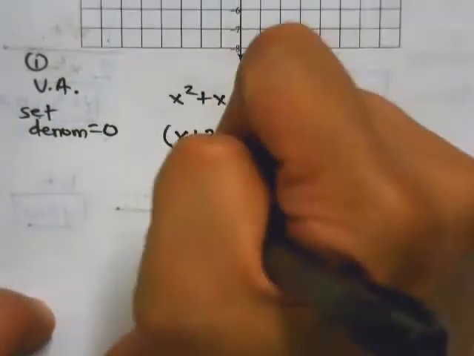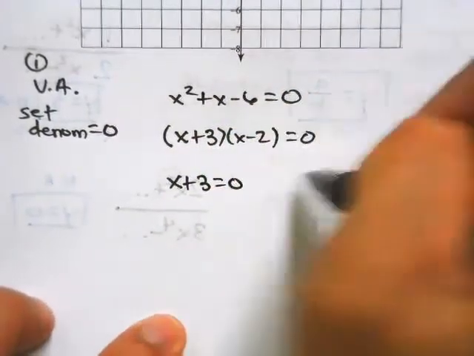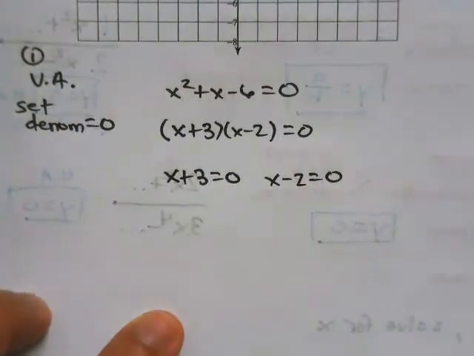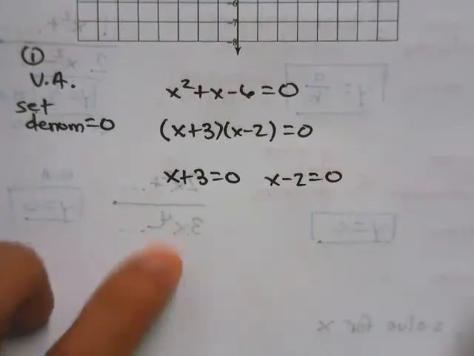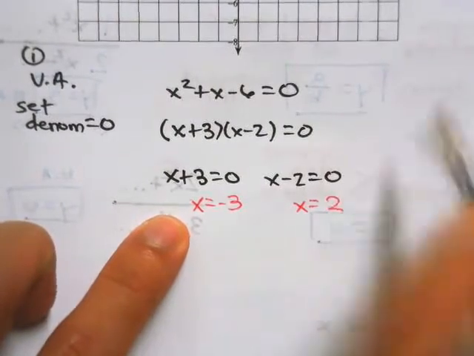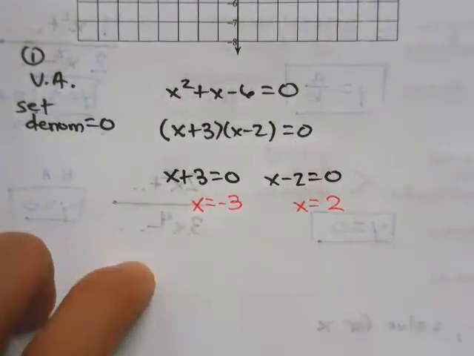Okay, then we're going to do ZPP. x plus 3 is equal to 0. x minus 2 is equal to 0. Okay, and then I think I'm going to color code this one. Let's just do vertical asymptotes. So x equals -3, and then x equals positive 2. Minus 3 on both sides, add 2 on both sides.